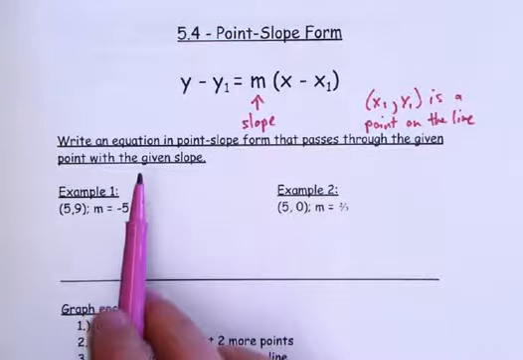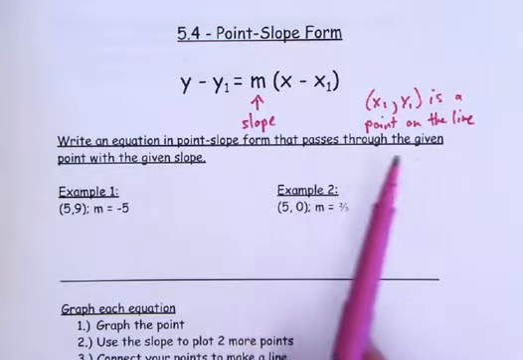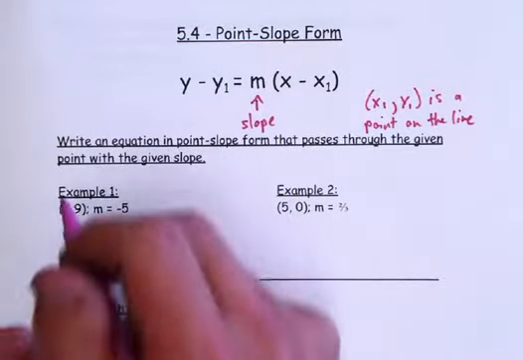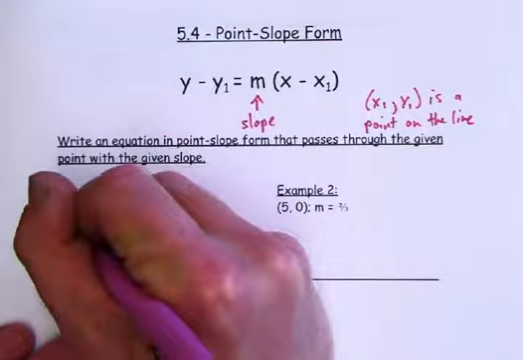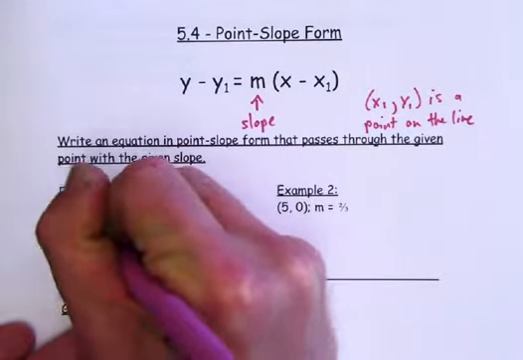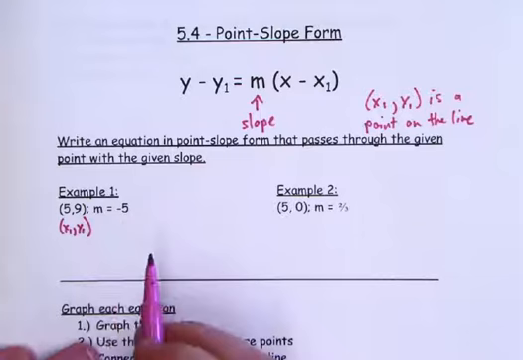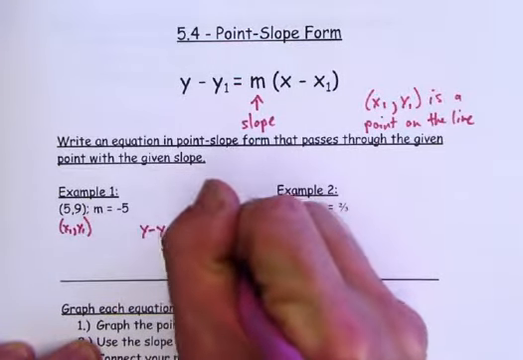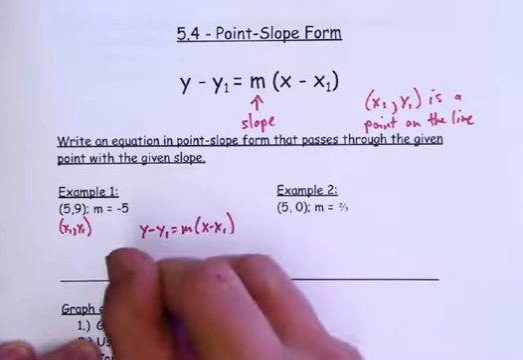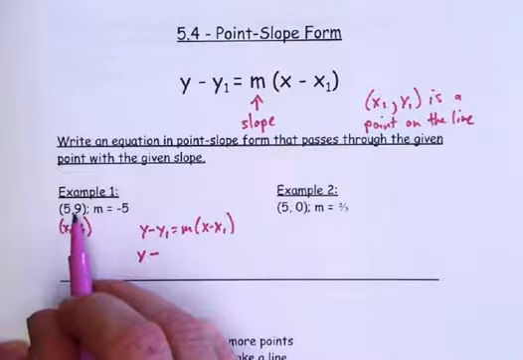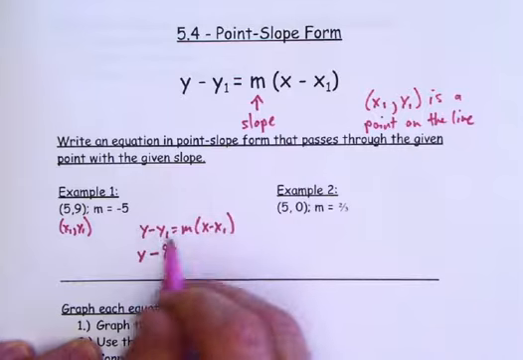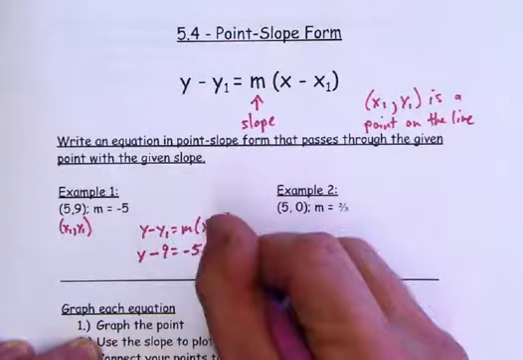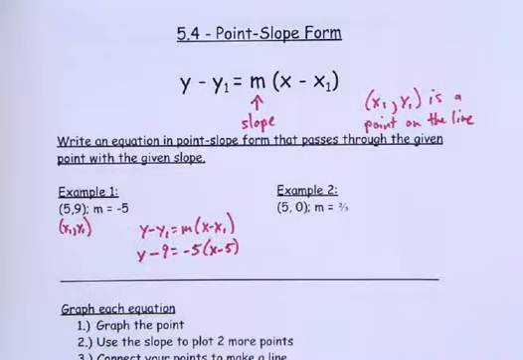The first says, write an equation in point-slope form that passes through the given point with the given slope. Well, this is pretty easy. Our point is 5, 9, so that is our x1 and our y1. Our slope m is negative 5. So we just have y minus y1 equals m times x minus x1. Y minus y1 is going to be y minus 9 equals m, which is negative 5, times x minus x1, which is 5. It's really that simple.